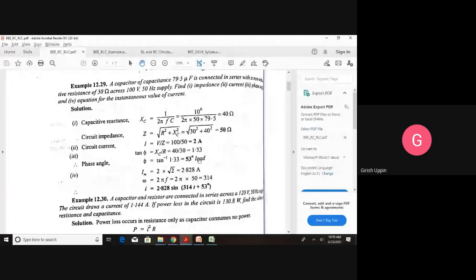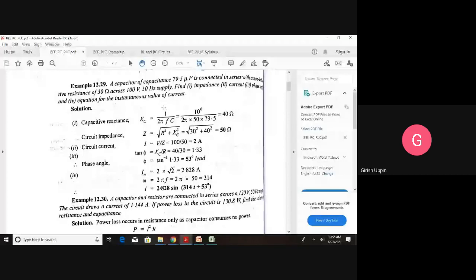Now, fourth is the equation for the instantaneous value of the current. So what is the generic equation for the instantaneous current? I is equal to Im sine omega t plus phi. You have to remember it is I is equal to Im sine omega t plus phi. And how to find out the Im?